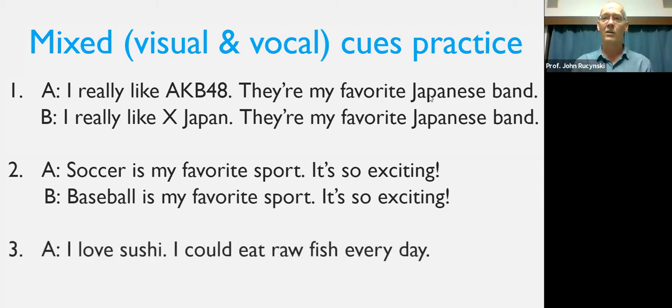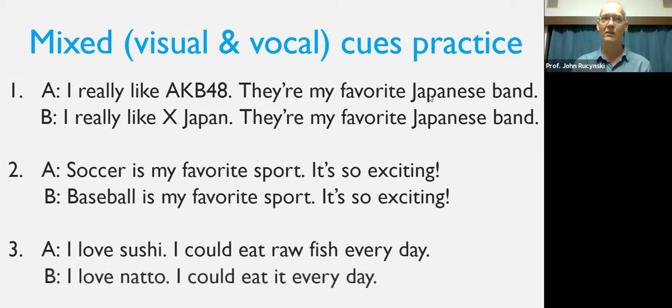Okay, I love sushi. I could eat raw fish every day. I love natto. I could eat it every day. So looking away, averted gaze, obviously natto is the sarcastic one. Okay, so again, with your learners, we don't want to make them sarcastic, but a way to practice these skills is they could make little skits with each other just to think about some of the different cues or hints.